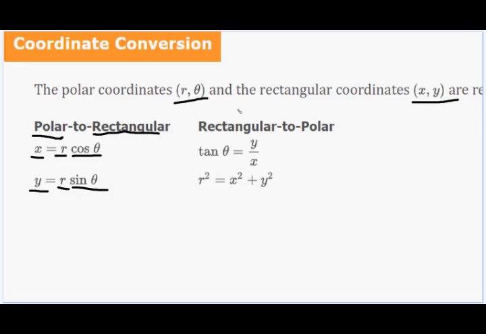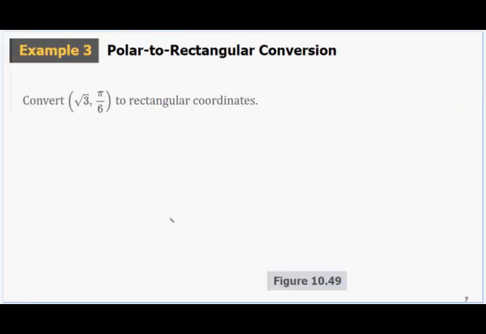If we want to go from rectangular back to polar, we know that tangent is y over x, and here we have our circle, x squared plus y squared equals r squared. So let's just dive in and give it a go.